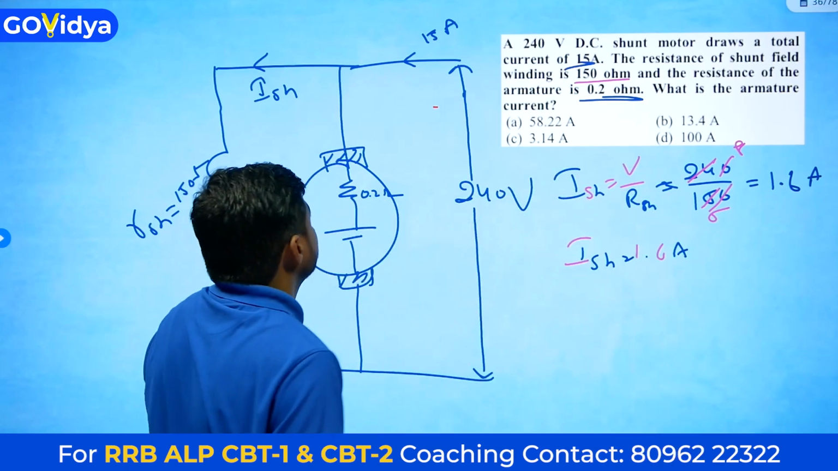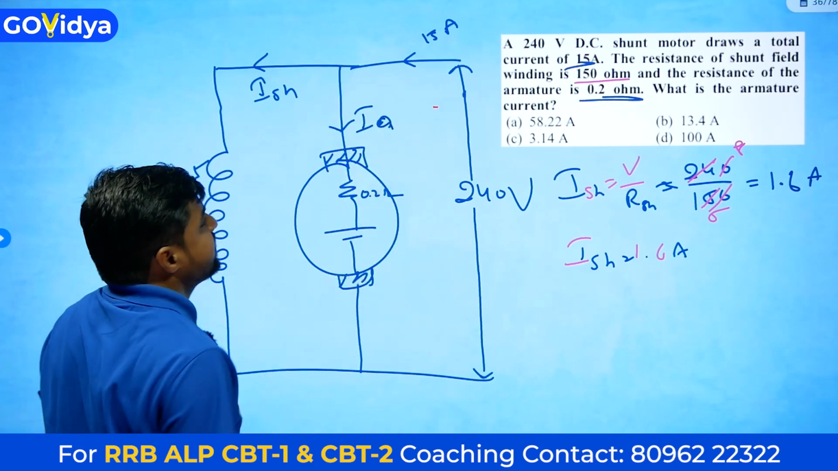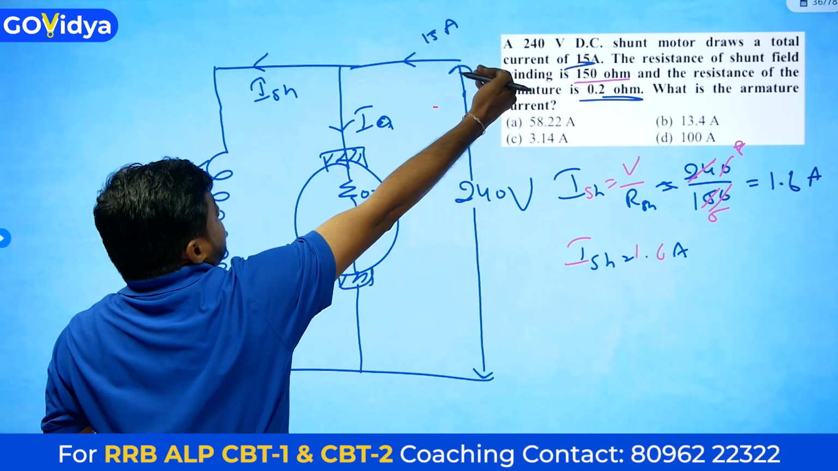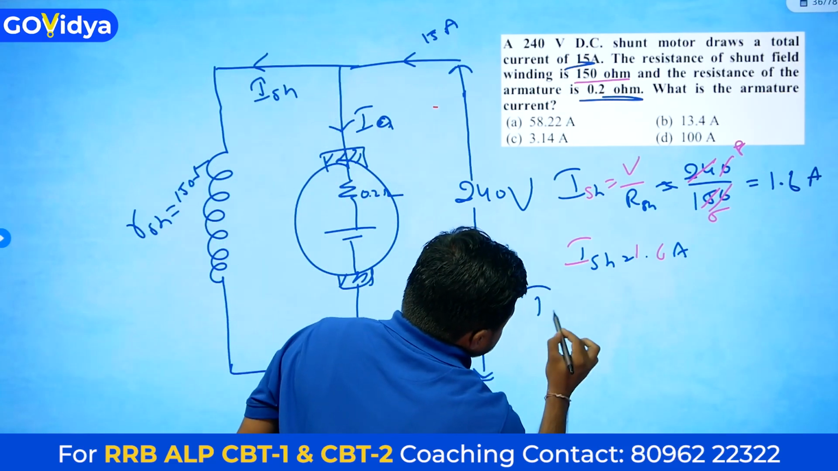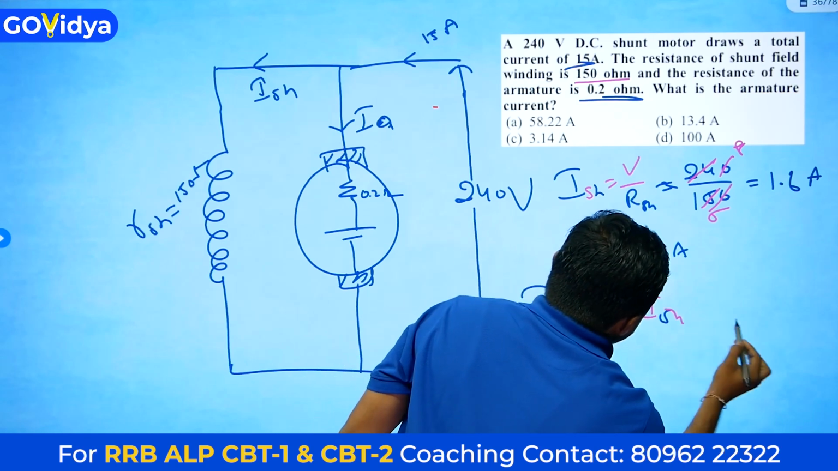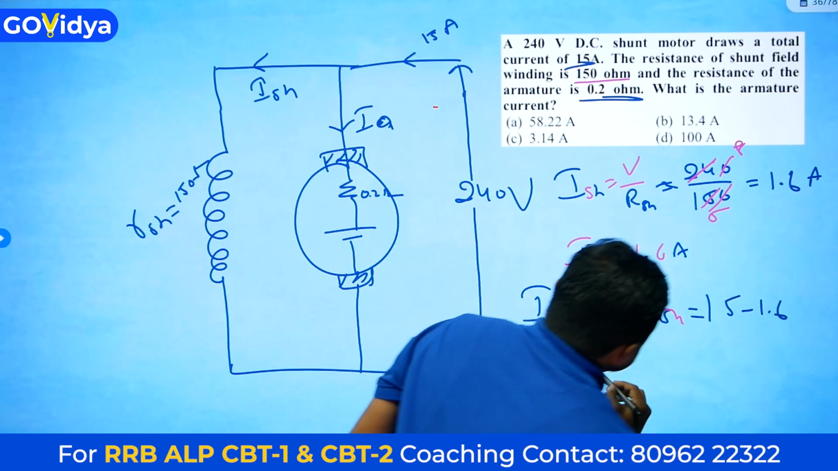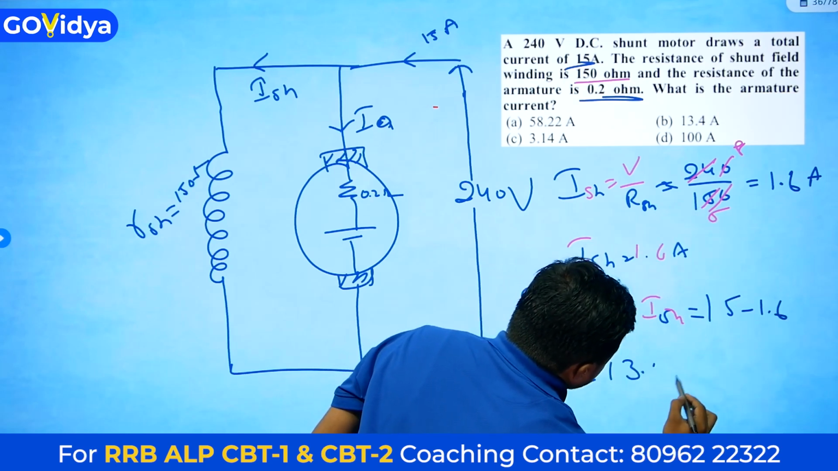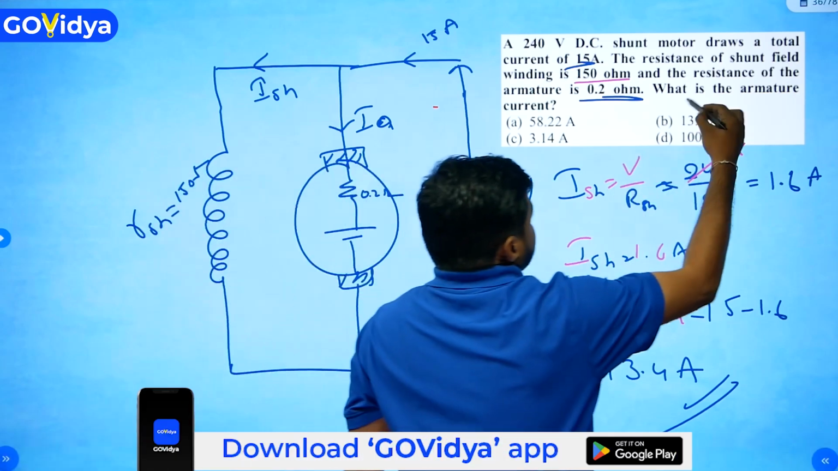Now we have to find armature current. Armature current IA is equal to load current, or line current, minus shunt field current. Line current is 15 amperes. 15 minus 1.6 is equal to 13.4 amperes. From the options, option B is the correct answer.